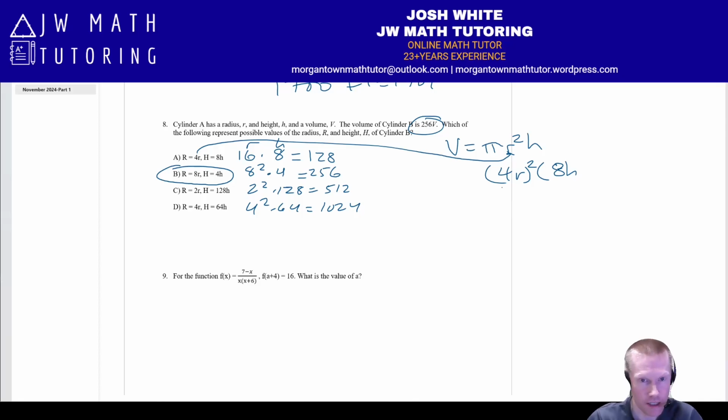You could also technically just let r equal 1 and h equal 1 for A, and then think of all these as actual numerical values. And so, for example, for cylinder A, the volume is just going to be pi, because 1 squared is 1 and h is 1. And so if you want to do that, it's basically picking numbers.